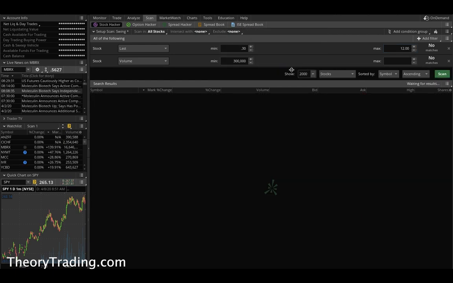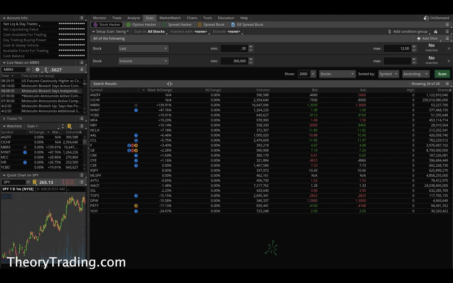So once you have that in place, you're going to hit scan. You want to sort it by ascending symbol, and you want to show 2000. Okay.